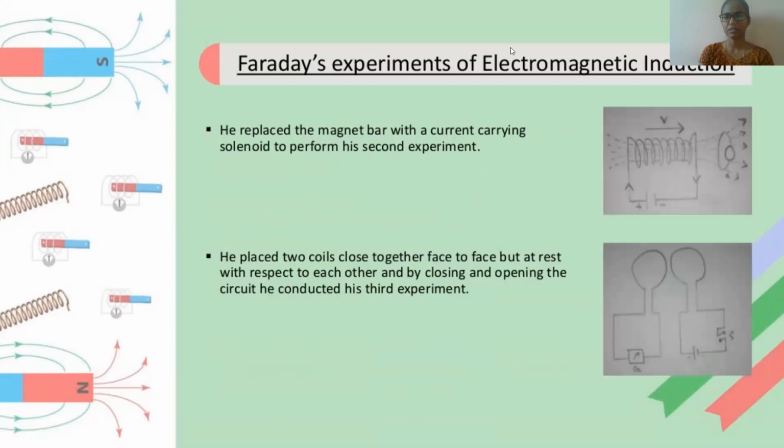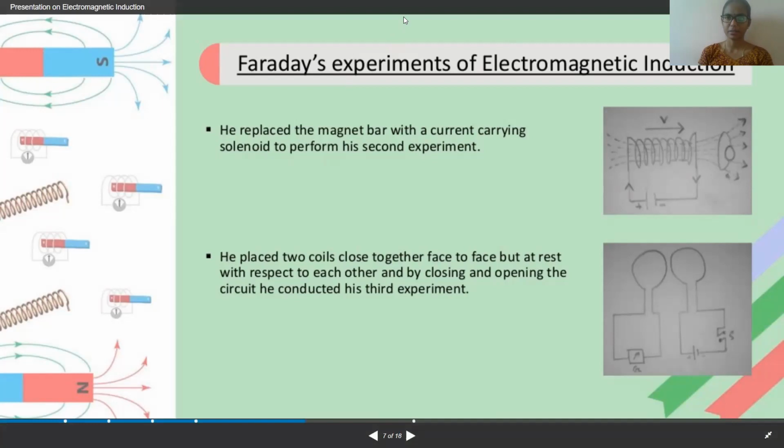In the first experiment, he replaced the bar magnet with a current carrying solenoid. In the first concept, in part 1, we understood what a solenoid is, right, children? When we pass electric current through the solenoid, what happens? It will act just like a bar magnet, right? One end will act like a south pole, and the other like a north pole.